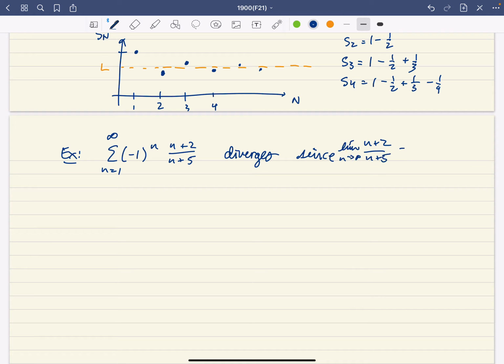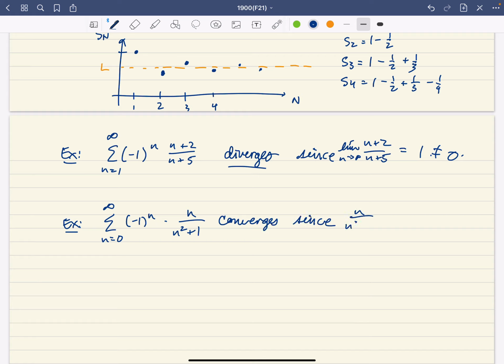Instead it tends to 1. So that tells you the original series diverges because the values don't tend to 0, and we're done. This alternating series test is actually very nice. Now take the sum from n equals 0 to infinity, say, of negative 1 to the n times n over n squared plus 1. This will converge, since n over n squared plus 1 tends to 0 and is decreasing.